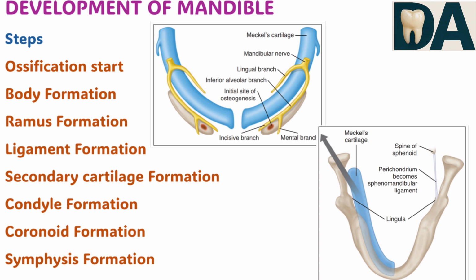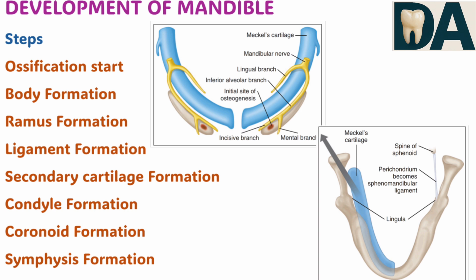By the 20th week, most of the cartilage is replaced by bone, and only a thin layer of cartilage remains in the head of the condyle. The remnant of the cartilage is present in adult life as a growth cartilage and articular cartilage of the temporomandibular joint.